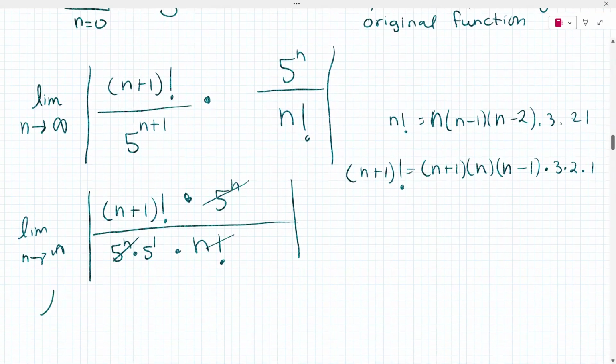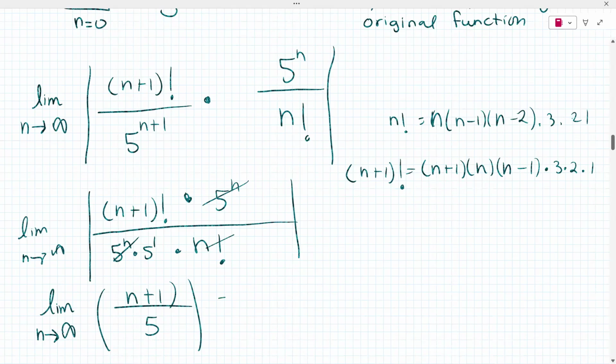the limit as n approaches infinity of n plus 1 over 5. And when you plug in infinity for n, infinity plus 1 is infinity over 5, which is infinity, which is greater than 1. And we said that if anything's greater than 1, it diverges.